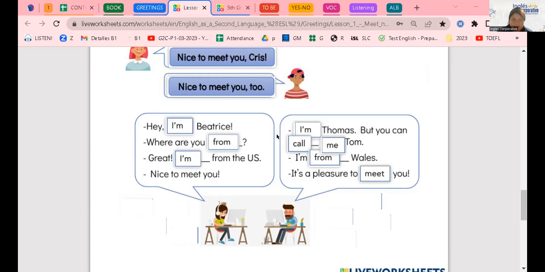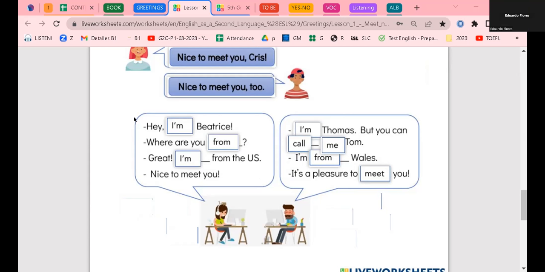Eduardo and Janira. Okay. Hey, I'm Beatriz. Where are you from? I'm from the US. Nice to meet you. I'm Thomas, but you can call me Tom. I'm from Wales. It's a pleasure to meet you.